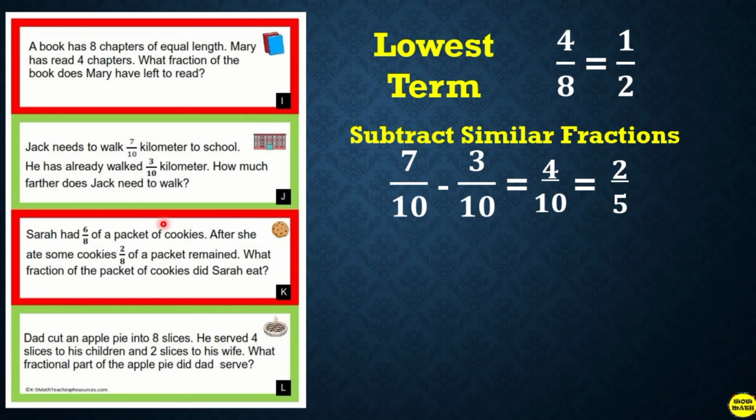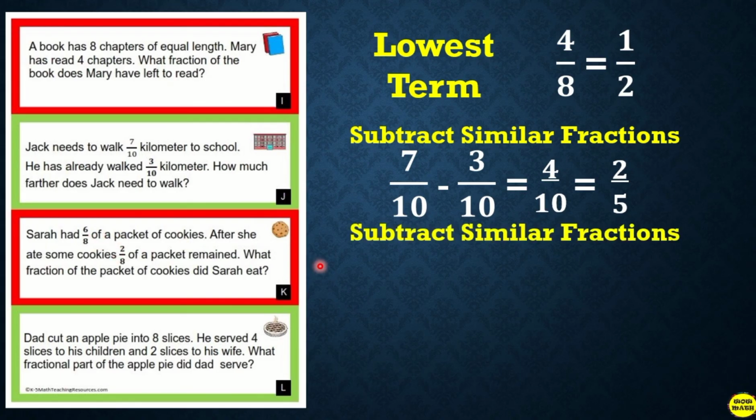Next. So, Sarah had 6/8 of a packet of cookies. After she ate some cookies, 2/8 of a packet remained. What fraction of the packet of cookies did Sarah eat? So, ang kabuuan ng packet of cookies is 6/8. Now, nung kumain siya, after niyang kumain, may natira na 2/8. So, paano kaya natin malalaman kung gaano karami yung nakain niya? Okay? So, ito yung kabuuan. Ito yung natira. So, gaano karami yung nakain niya?